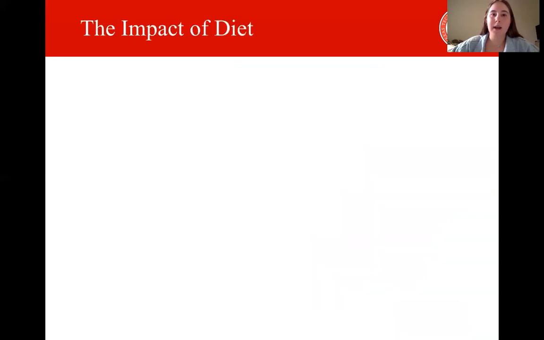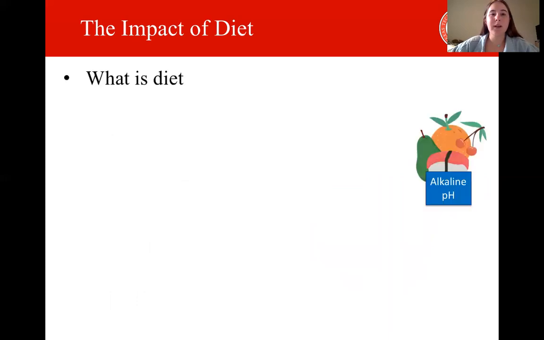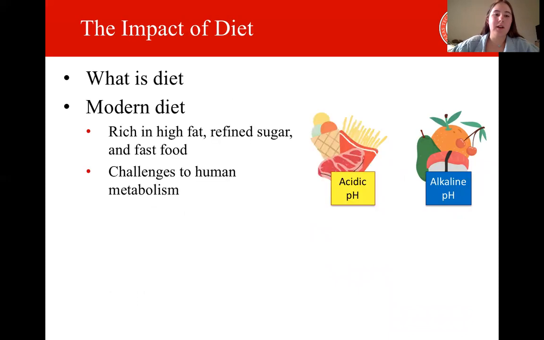Next, I will describe the impact of diet on health, because diet is one of the major contributors to the development of obesity. So, what is diet? Diet is the sum total of everything that we consume. All of the foods and all of the beverages that we consume have a pH. Foods such as fruits, vegetables, and lean meats have an alkaline pH. The Western diet, however, consists of foods that are rich in high fat, refined sugars, and fast foods, all of which are acidic.